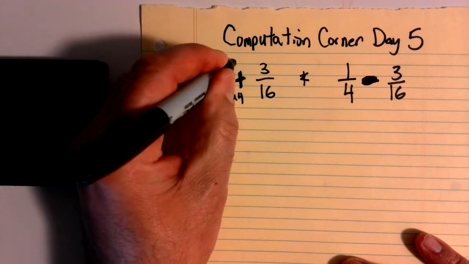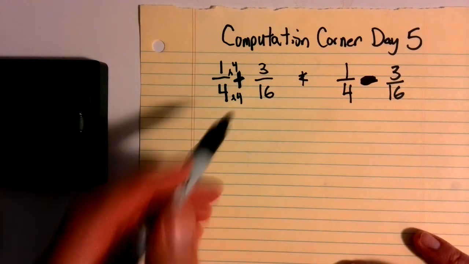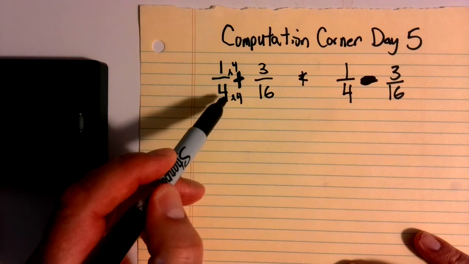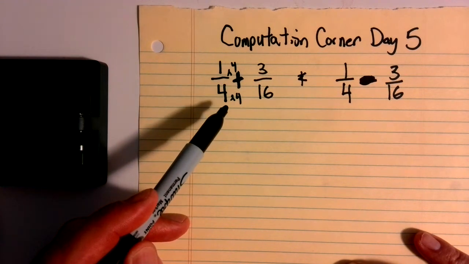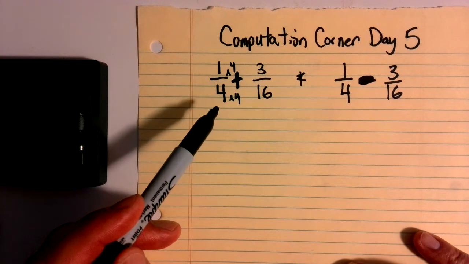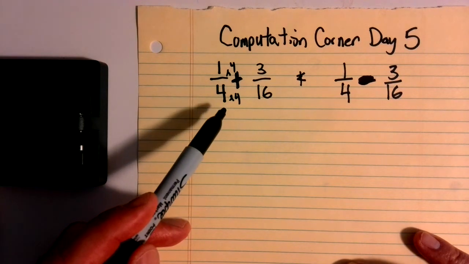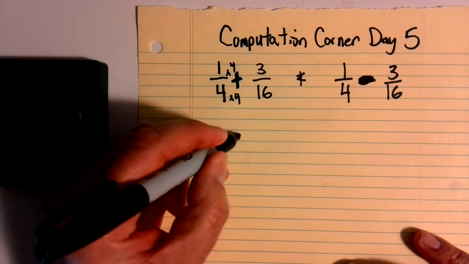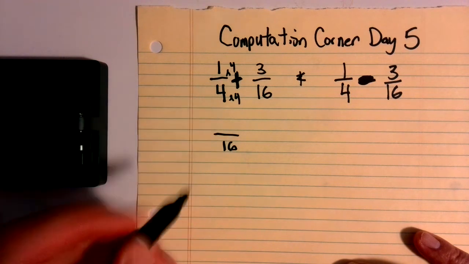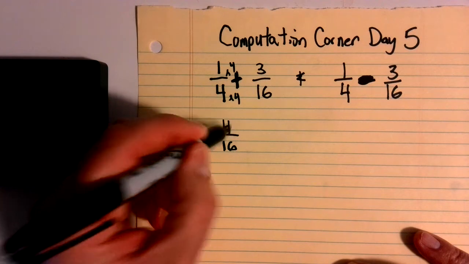What I do to the bottom, I have to do to the top, because if I'm multiplying the top and the bottom by 4, I'm basically multiplying it by 4/4 or 1. Thus, I'm not changing the value. I'm just creating an equivalent fraction that's easier for my problem. So 4 times 4 is 16. 4 times 1 is 4.